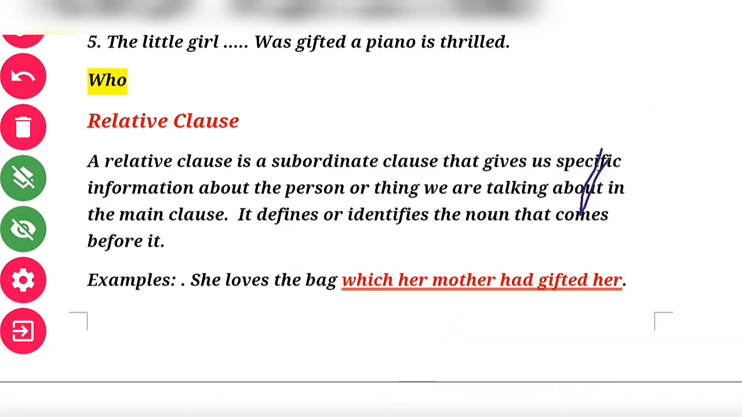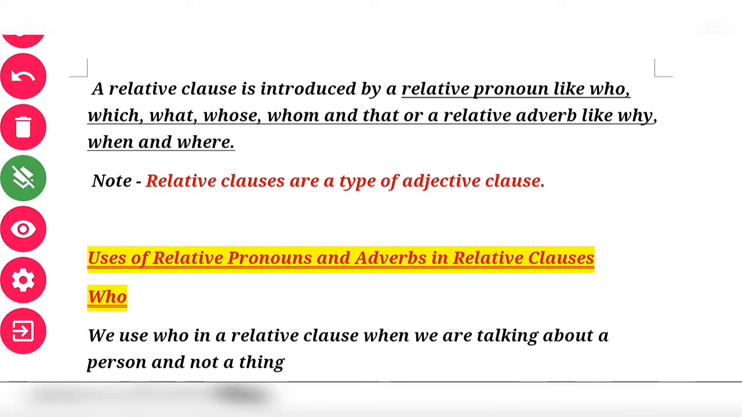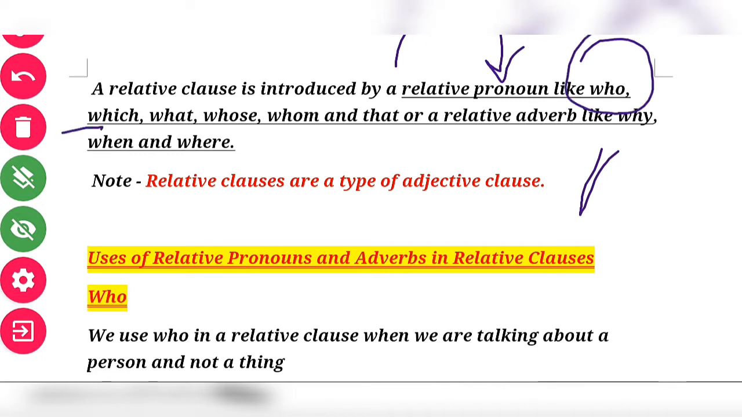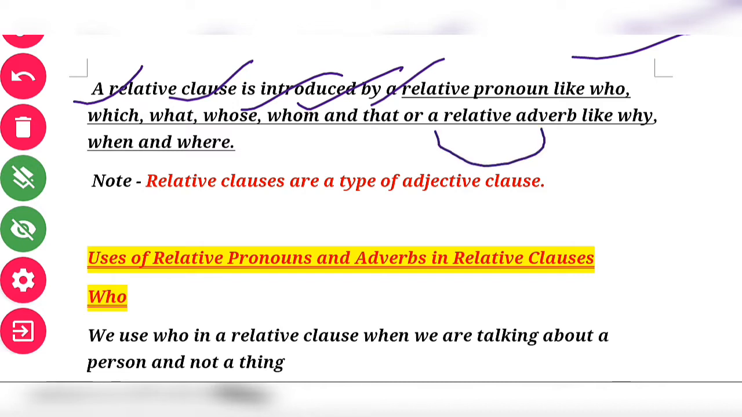Now let us see. I hope that this is clear to you. Something more is given about it: a relative clause is introduced by a relative pronoun. A clause that is always introduced by a relative pronoun like who, which, what, whose, whom, and that. Where there are these words, who, which, what, whose, whom, and that, these are relative pronouns. And also it is sometimes introduced by a relative adverb. What types of relative adverb? Like why, when, and where.